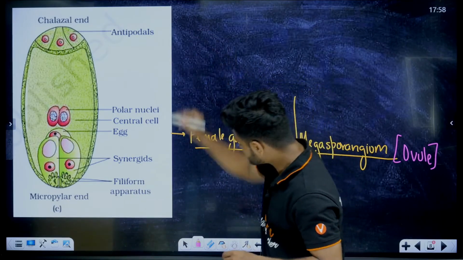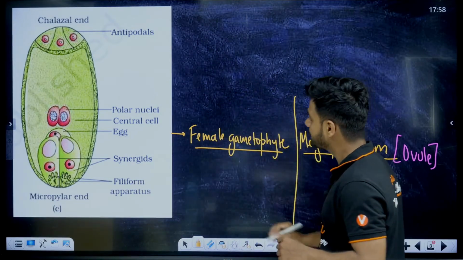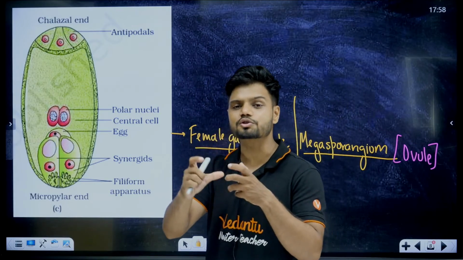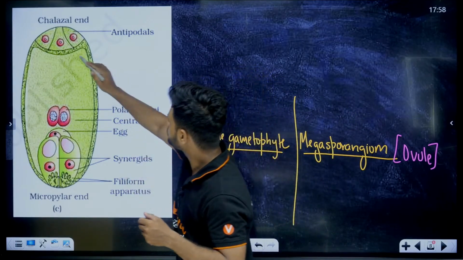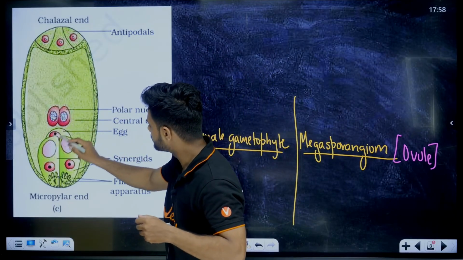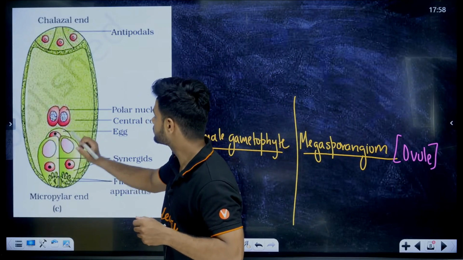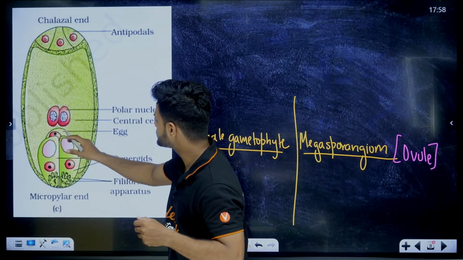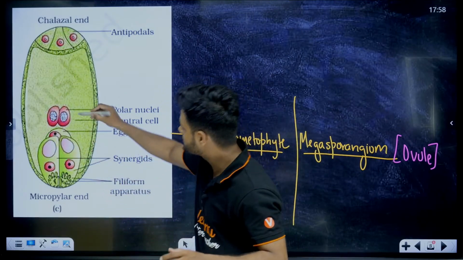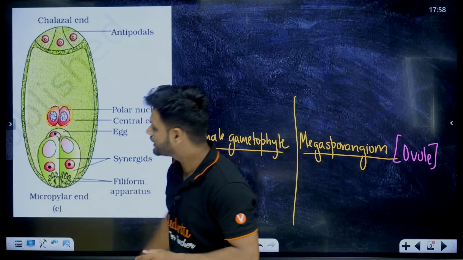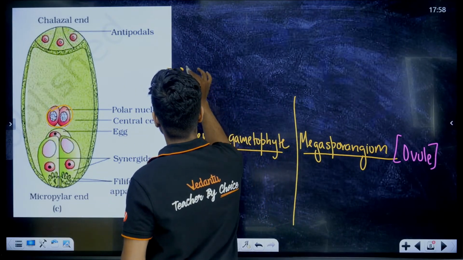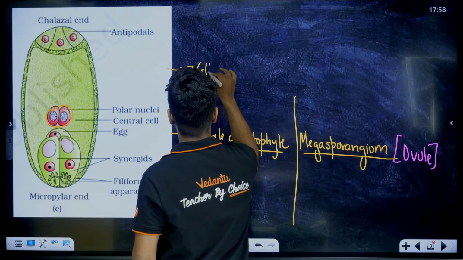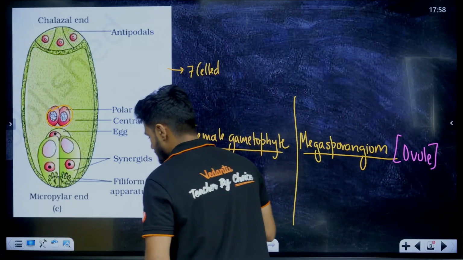Now, students, let's understand the structure of your typical embryo sac. If you look at the structure of a typical embryo sac, it is made up of how many cells? Let's count. 1, 2, 3, 4, 5, 6, 7 cells. This is going to be one entire cell. So in total it is made up of 7 cells. It is 7 celled.